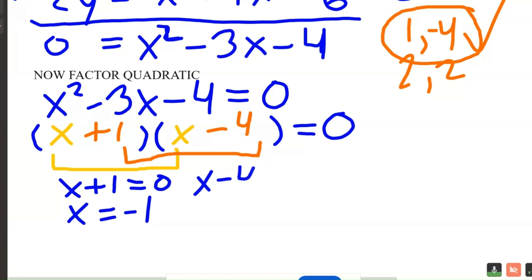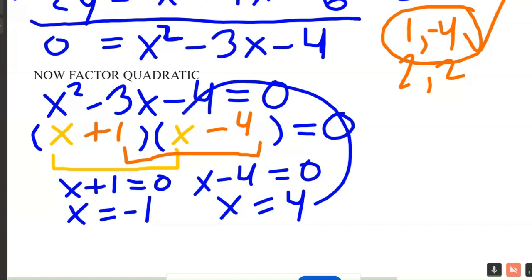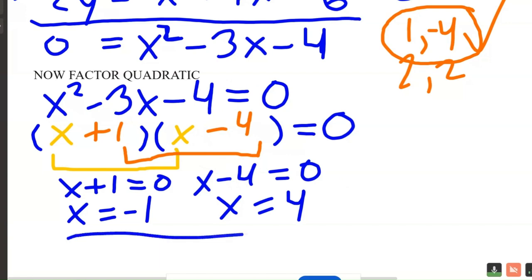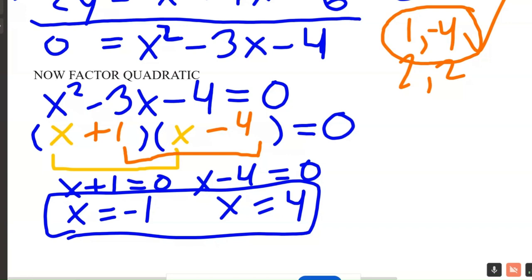The other binomial, x minus 4, if we set that equal to 0 and solve for x, we get x equal to +4. So when we have +4 for x and plug that in, the left side is equal to 0, and 0 times anything is going to be 0. These are our solutions for x. Now we're only halfway there.